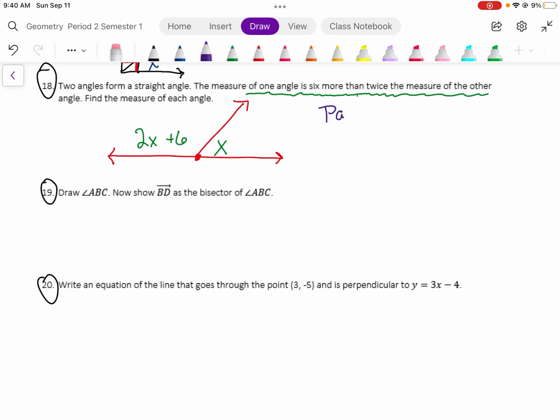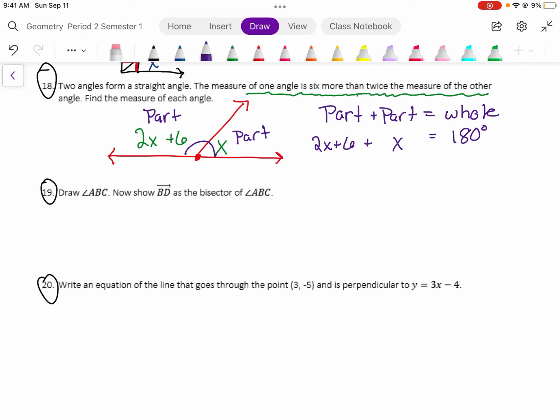And again, we're going to use the part plus the part equals the whole for our angle addition postulate. So we're going to take those two parts, add them together, and put it equal to 180 degrees. Once you have that, you can solve for x, and that will give you the information you need to find both of the angles.